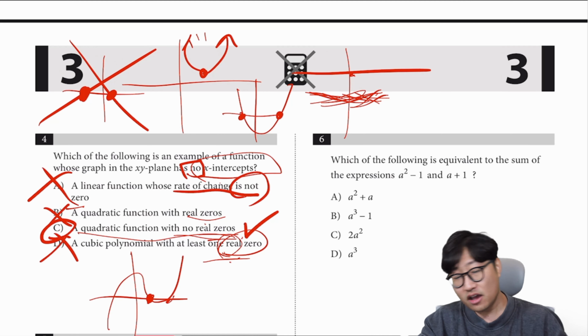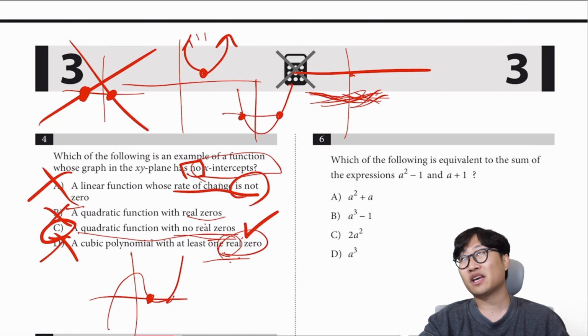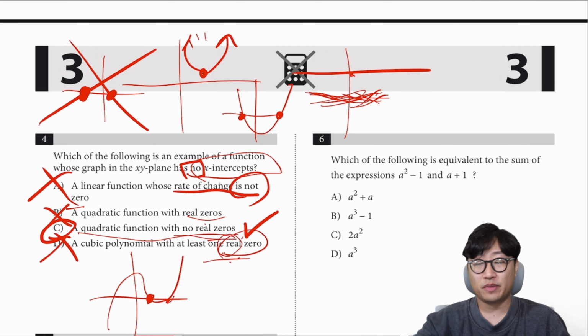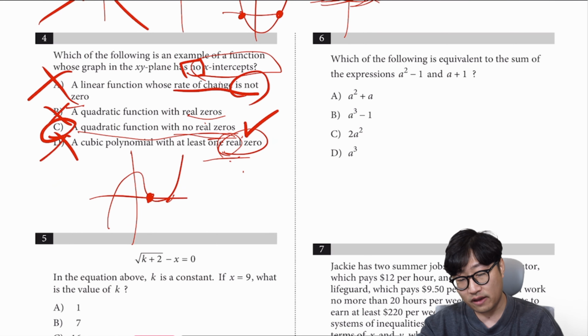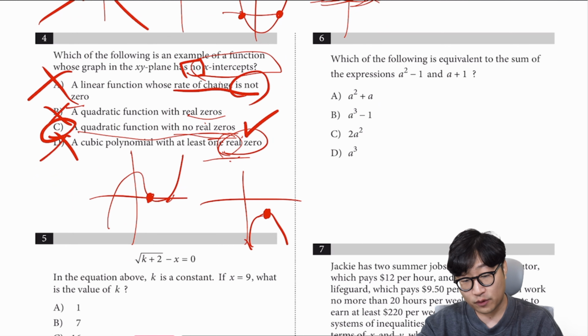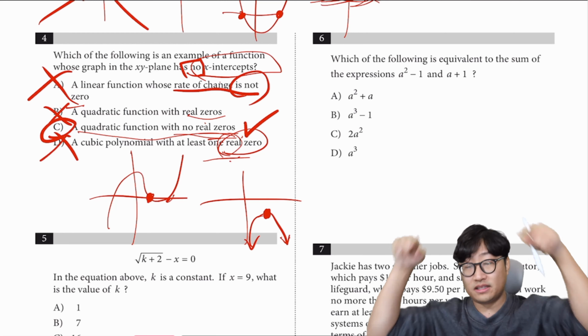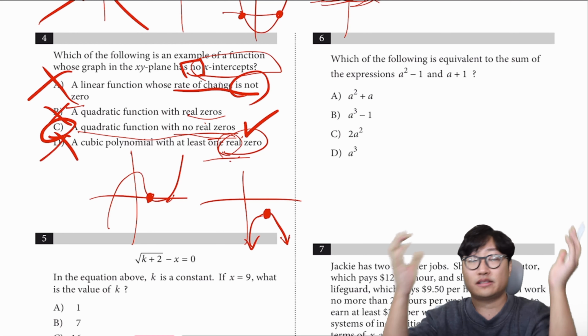It's probably C, a quadratic with no real zeros. Once again, how does that look? It's just floating up there. Could be the other way around, right? Like you could have a sad face down here, and then the vertex is down there, and it's opening downward, so it's not going to cross the x-axis. Whichever way.